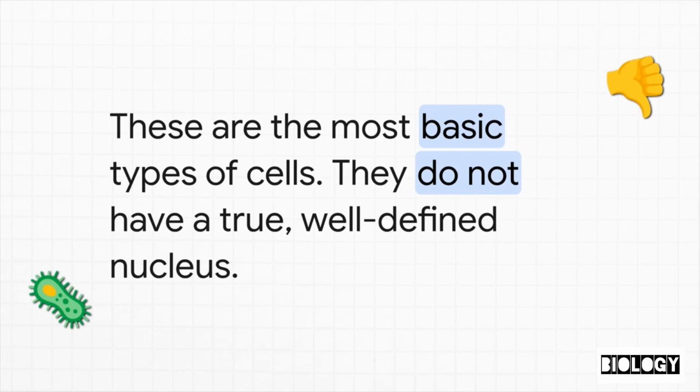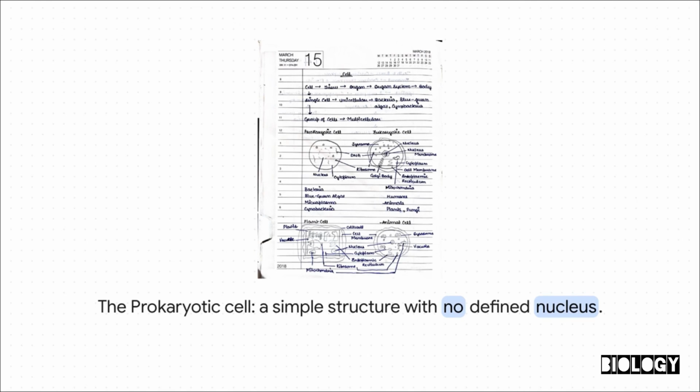First up, we have prokaryotic cells. The key word to remember here is simple. These are the most basic types of cells out there, and their biggest identifying feature is that they do not have a true, well-defined nucleus. Take a look at this diagram. You see all that jelly-like stuff inside? That's the cytoplasm. And notice this. It's genetic material. It's DNA. It isn't contained inside a membrane. It's just kind of floating around in a region of the cytoplasm. See? A really simple structure.